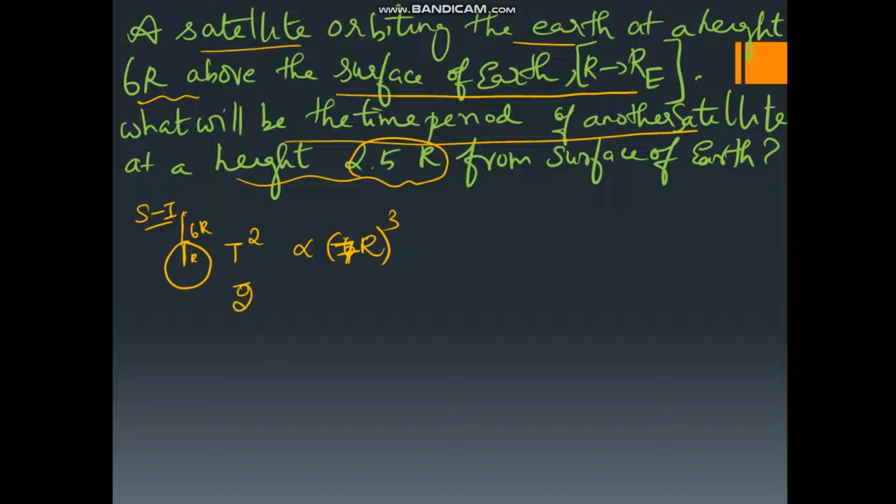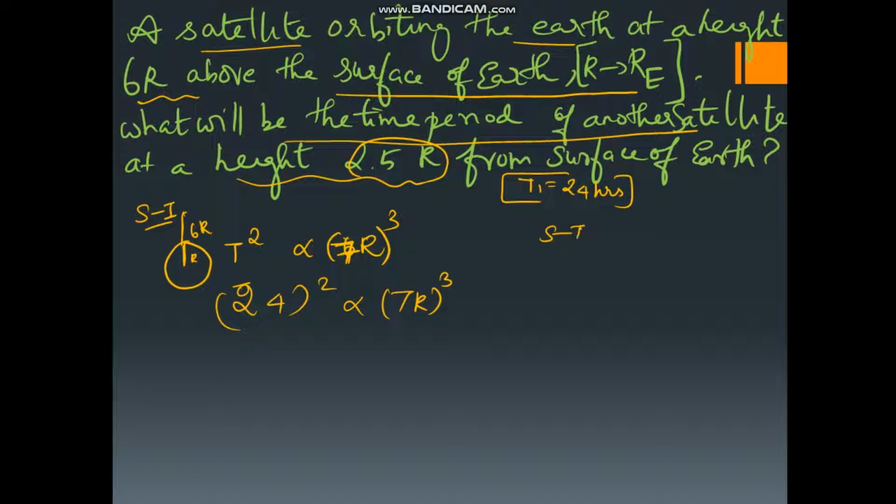Sorry, the time period is not given in the question. Let us assume that I forgot to write the data. Let the time period of the first satellite be 24 hours. So 24 hours the whole square is proportional to 7r cube. This is the first equation.